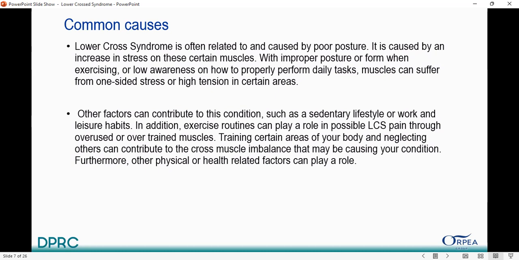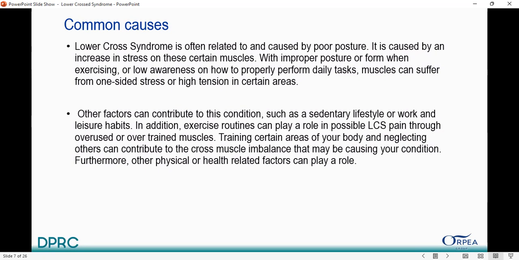Other factors are sedentary lifestyle or work and leisure habits. In addition, exercise routines can play a role in possible lower cross syndrome pain through overused or overtrained muscles. Training certain areas of your body and neglecting others can contribute to the cross muscle imbalance that may be causing your condition.